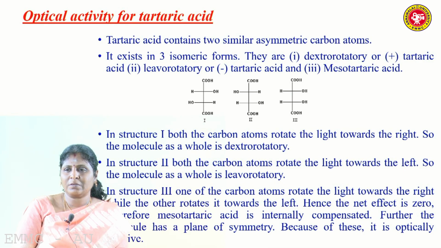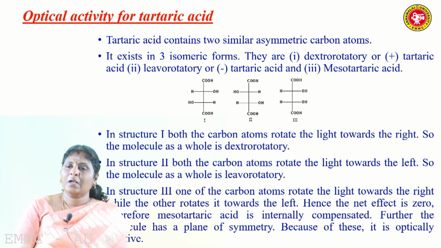2 power 2 equals 4 isomers are expected, but in this case these 2 chiral carbons are similar. See, both the carbons are attached to hydrogen, OH and COOH. The groups are similar, so the chiral carbons are said to be similar chiral carbons. So the formula is slightly modified into 2 power n minus 1. So totally 3 isomers are possible. So the 3 isomers are given in the figure.